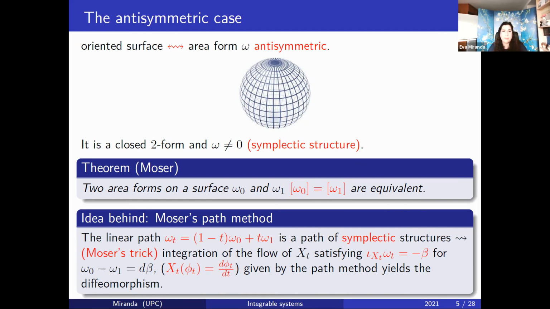And there is a theorem by Moser which classifies these area forms on a surface. It says that if you have two area forms which describe the same symplectic class, and because here you are two-dimensional, of course they are going to be closed, since you cannot have three-forms, so they are going to define cohomology classes. Moser not only understood these objects, but completely classified them.